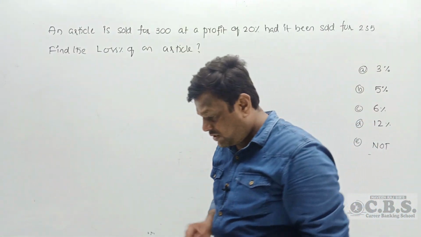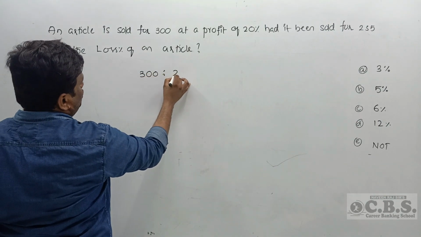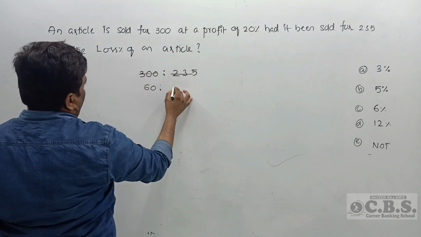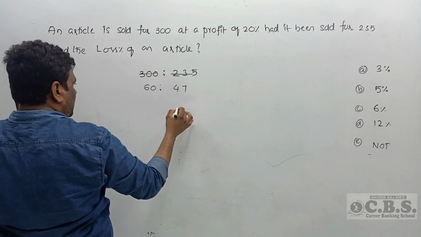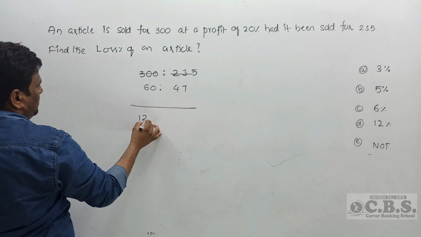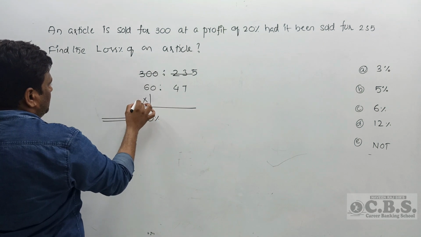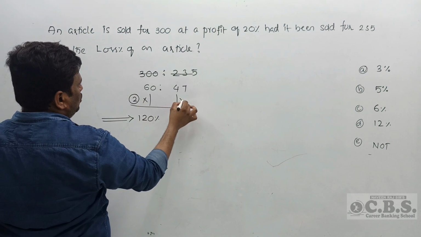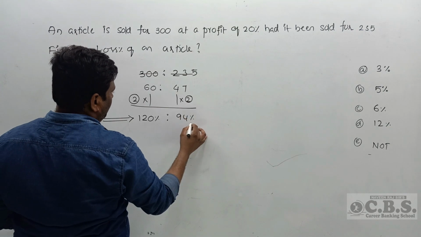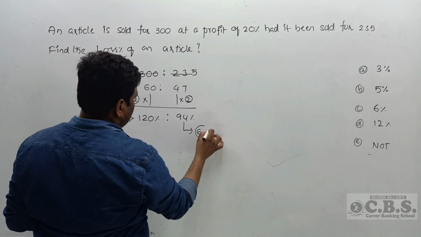Next, answer this question with the ratio concept also. So the selling price is 300 rupees, the other is 235. So 5 60s are, next 5 4s are, 5 7s are 35. Okay, now the first one, profit is almost 20%. So profit is 20% means what is this? 120%. 120% means how many times to do? 2 times. Again do 2 times. 2 times is nothing but what is this? 94%. 94% means how much loss? 6% loss. Okay, how much loss? 6% loss is the final answer.